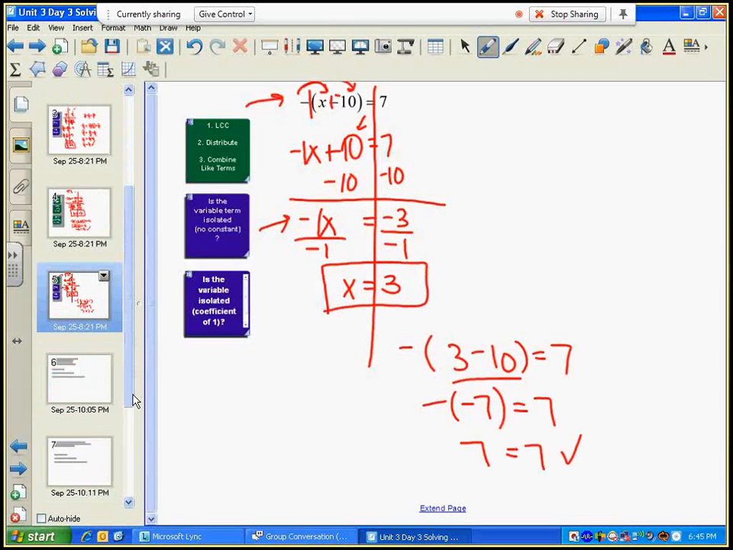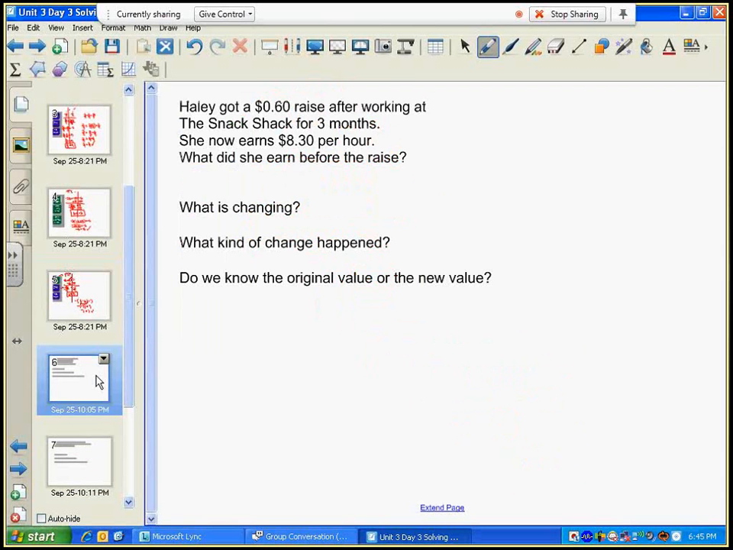Let's keep going. Okay, we're going to talk about some word problems. So I'm going to read this one to you. Haley got a 60-cent raise after working at the Snack Shack for 3 months. She now earns $8.30 an hour. What did she earn before the raise?